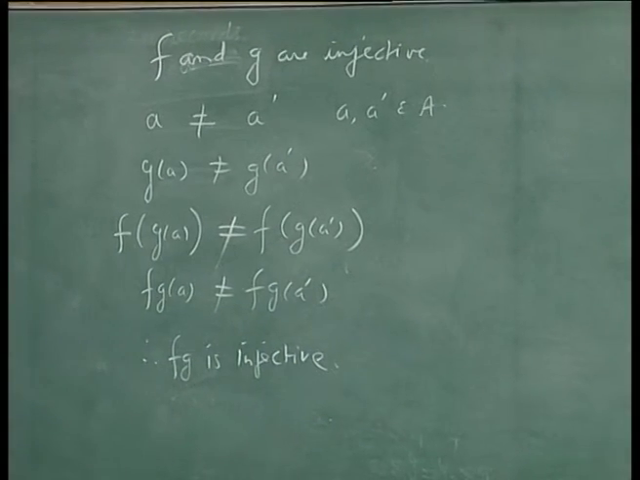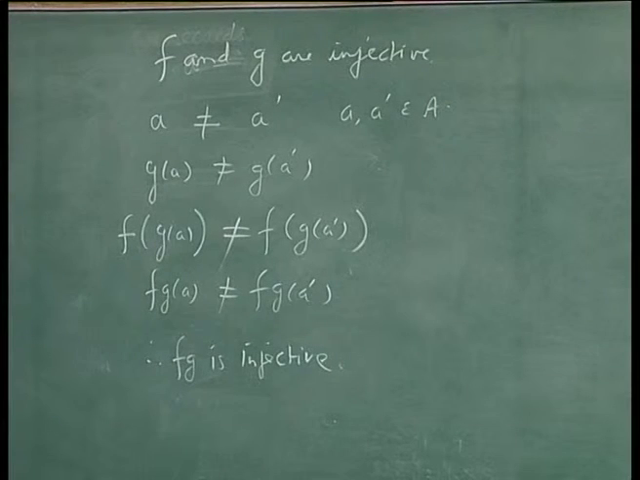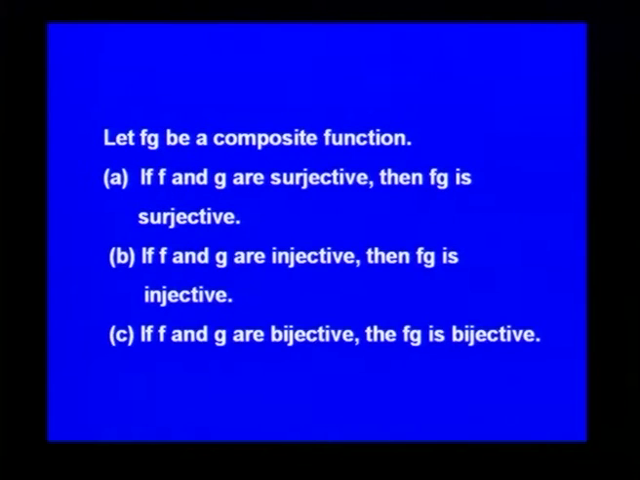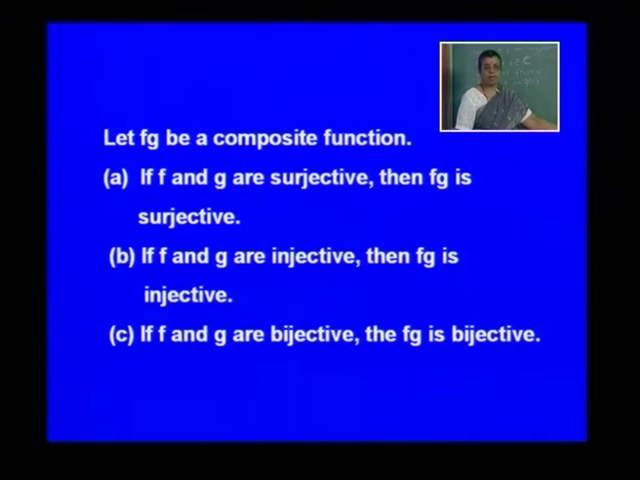That is the second part. If f and g are injective, then f∘g is injective. What is a bijective function? If a function is injective and surjective, it is bijective. So, from the first two parts, the third part will follow.